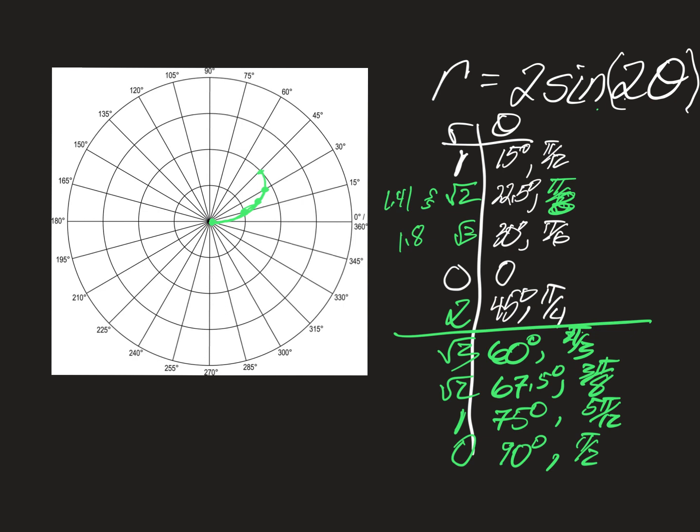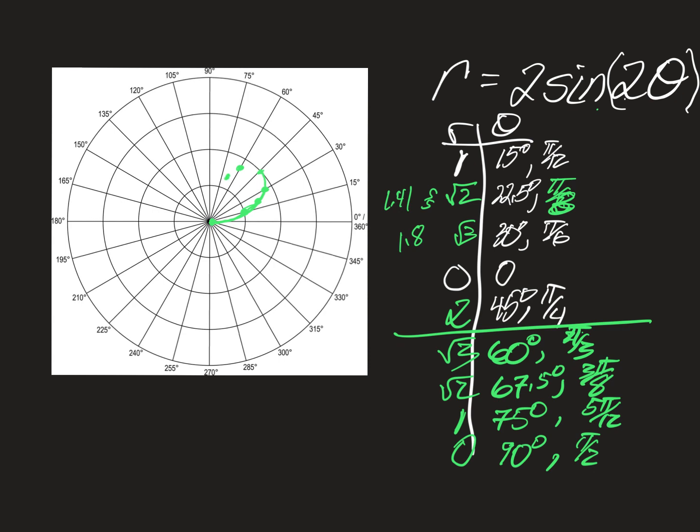Plug in the pi over 2 and you get the sine of pi, which is equal to 0. And 2 times 0 is 0. So yes, we did get them in reverse. And so if we mark them at 60 degrees, we're going to be about 1.8.